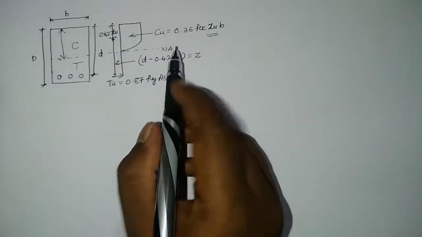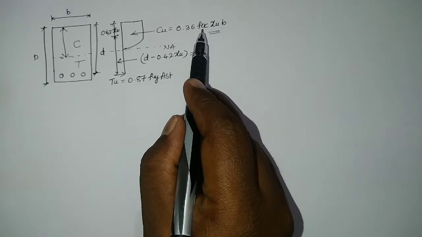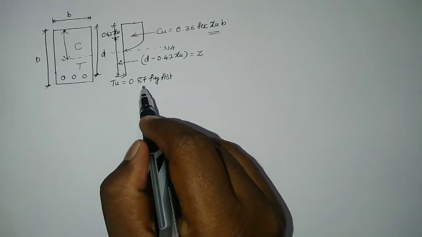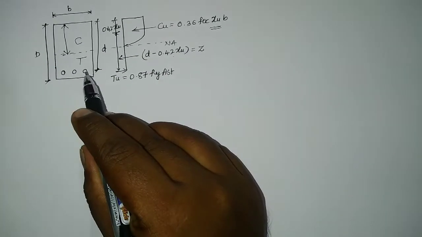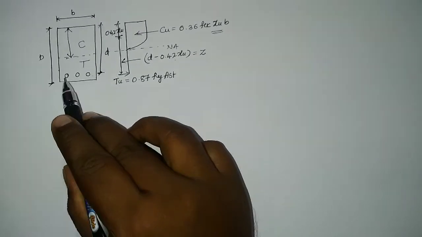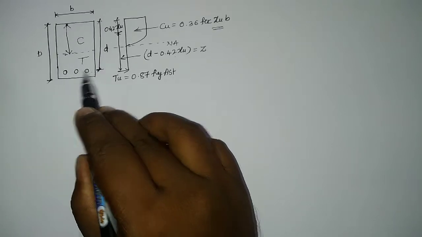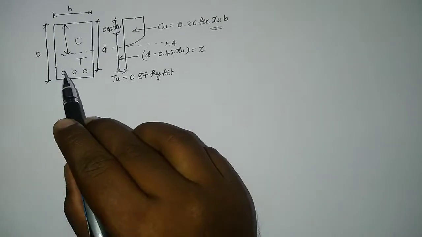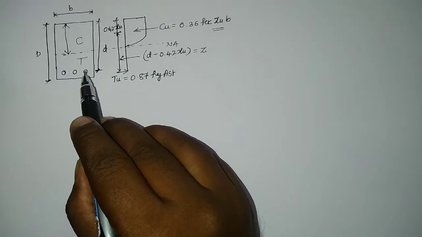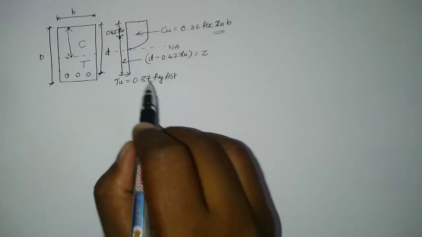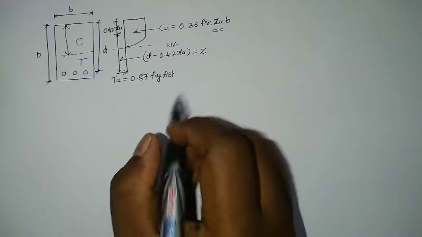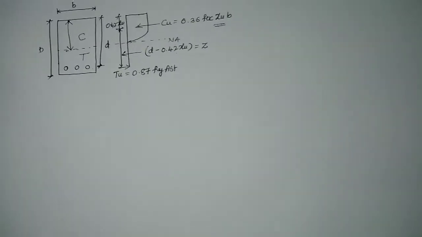Here fck is the grade of concrete, B is the breadth of the beam, fy is the grade of steel which we are using, and Ast is the area of steel. For example, 3 bars are there. If you take 20 mm diameter, area of steel is equal to 3 into pi by 4 into 20 squared, for 3 bars. But you don't know the value of XU, where exactly XU falls. That I need to find out.